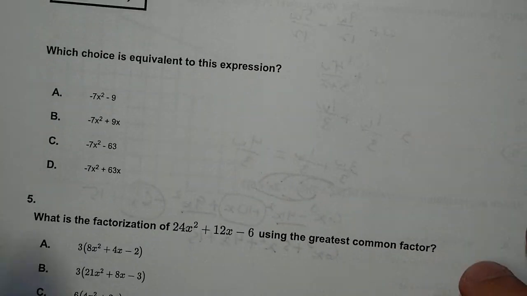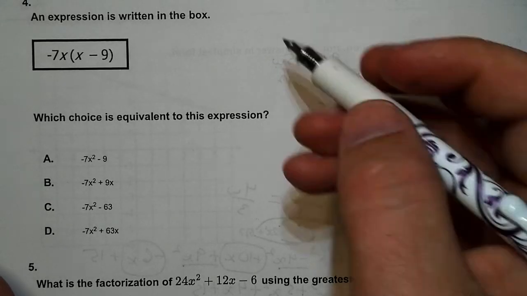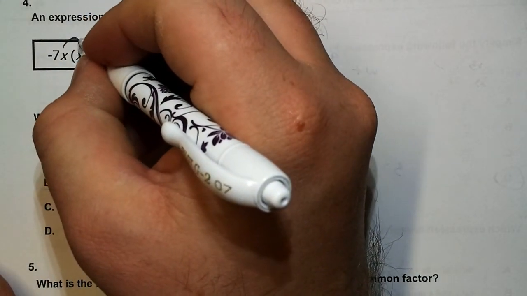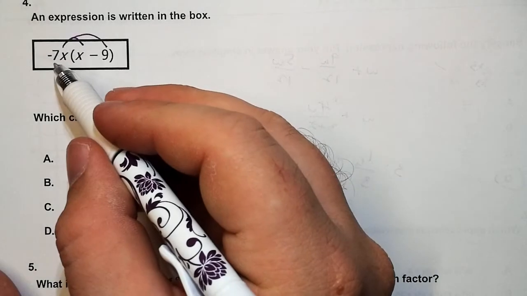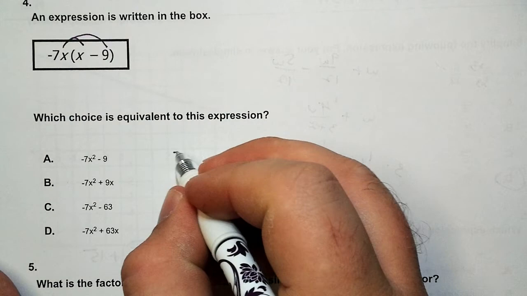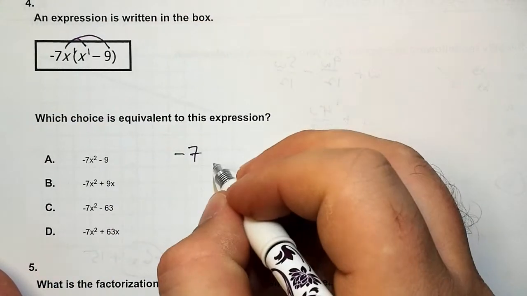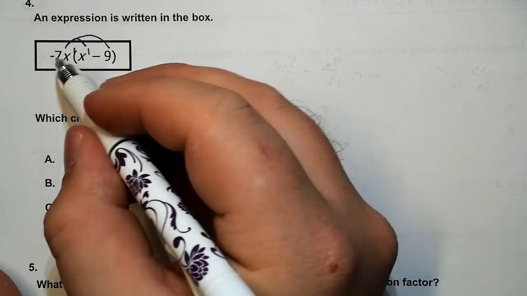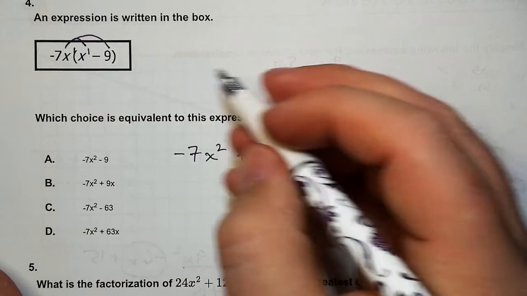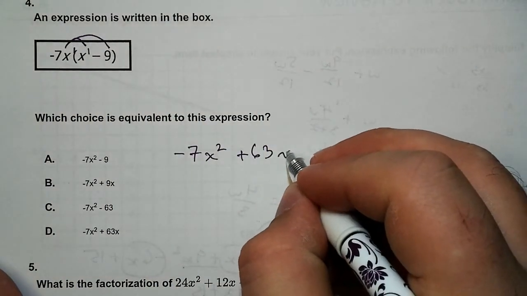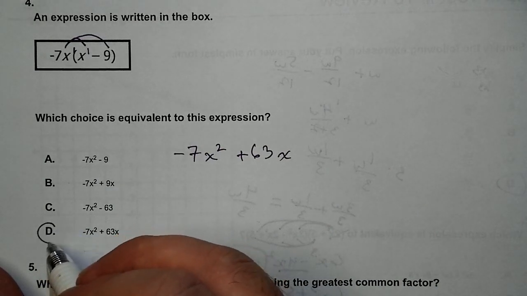Okay, number 4 says which choice is equivalent to this expression. So, negative 7x times x, negative 7x times negative 9. All you have to do is distribute that out. Negative 7 times x is negative 7. I have 1x here, I have 1 here. X times x is x squared. Negative 7 times negative 9 is positive 63. I have 1x there and none there, so it just gets 1x. So negative 7x squared plus 63x is D.